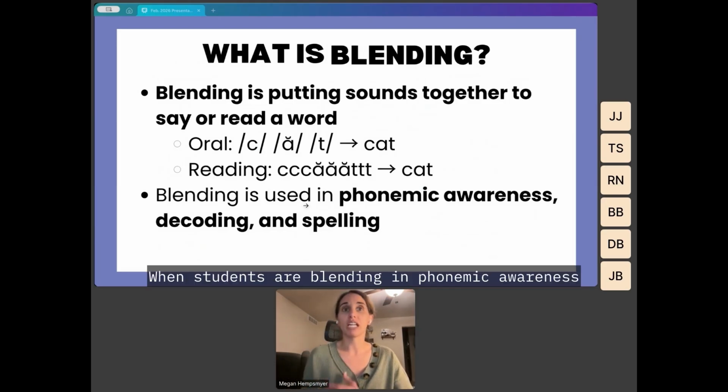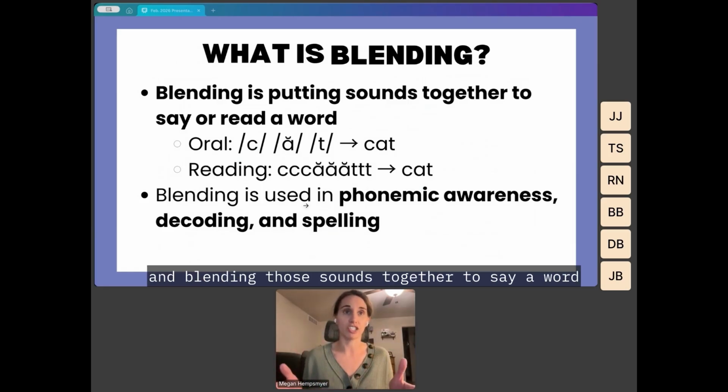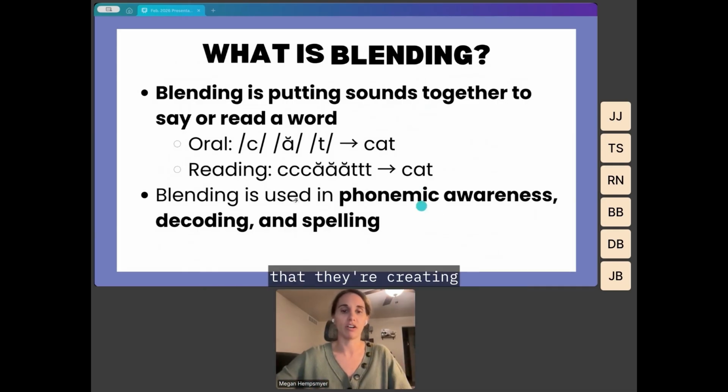Again, blending is used in phonemic awareness, decoding, and spelling. When students are blending in phonemic awareness, you're giving them the sounds and they're putting them back together and blending those sounds together to say a word. When they're decoding, they're looking at that word and blending it. And with spelling, they're writing the sounds they hear and then they have a word that they're creating.